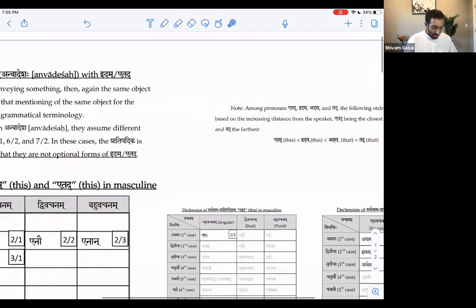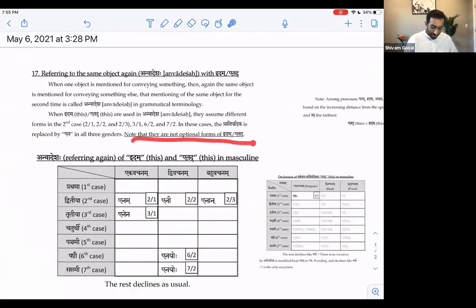Now, with that, we also want to know that these are not optional forms for idam and etad. What we mean by that is you can't just decide when you want to use Anvadesha. It's only when you're using that pronoun for the second or third or fourth time, and it has to refer to the same object that you did the first time. So using idam or etad multiple times, referring to the same object as the first time, then you can use Anvadesha. But it's not apne ap. It's not you do whatever you want.